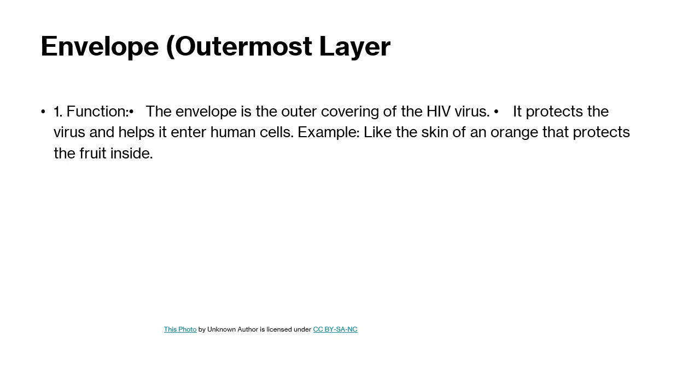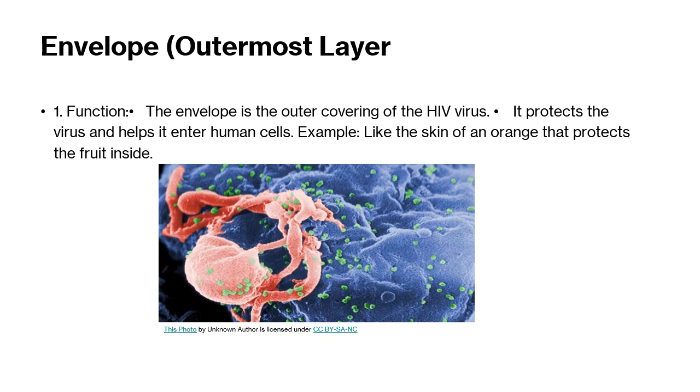Number one, we have the envelope, which is the outermost layer of the virus, the outer covering of the HIV virus. It is the outer lipid membrane, and its function is to protect the virus. It also helps it enter into a host by fusing with the cell membrane. I can compare it to the skin of an orange, which protects the fruit inside, as you can see in the picture of it.